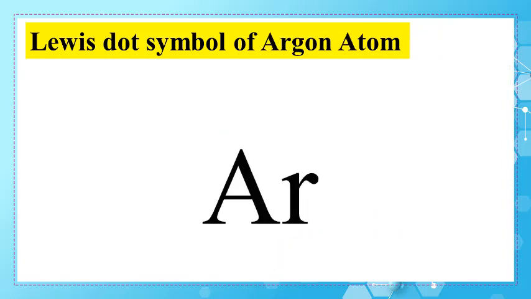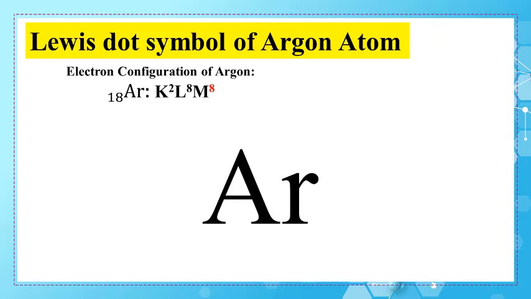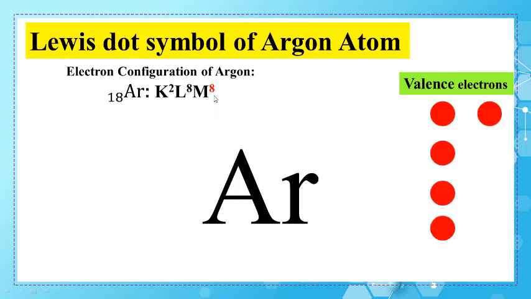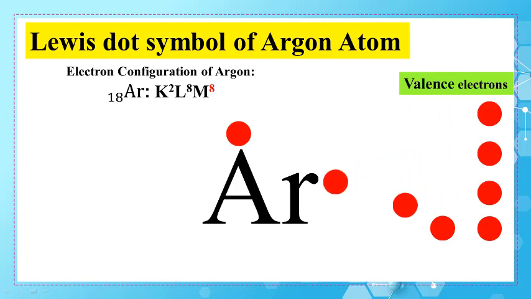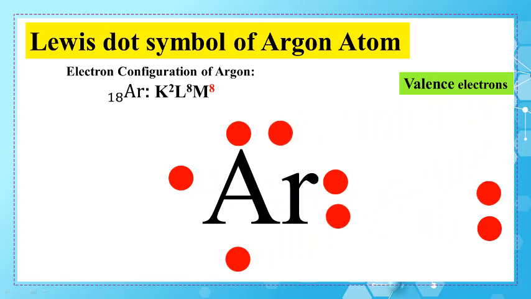The Lewis dot symbol of argon atom. The electron configuration of argon is K2L8M8. The number of valence electrons is equal to the number of electrons on the outer shell M, or valence shell, which is equal to 8. In writing the Lewis dot symbol, the first 4 electrons will be distributed on the 4 sides of the argon atom, and the remaining 4 electrons will be successively added to the first 4. Then this is the Lewis dot symbol of argon atom.